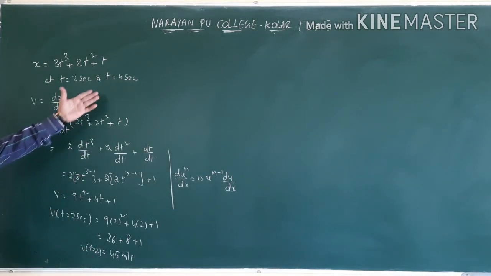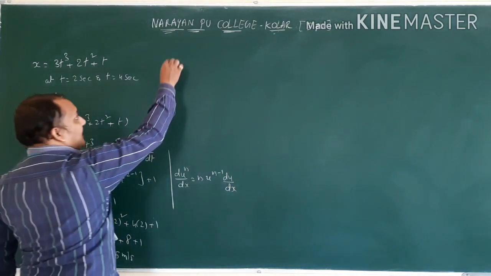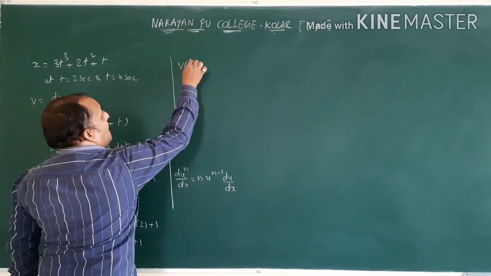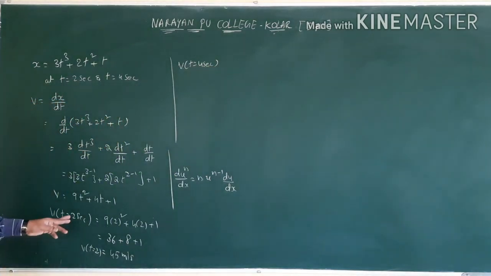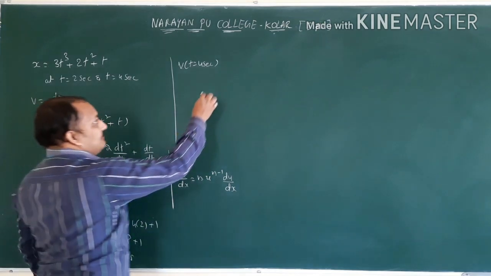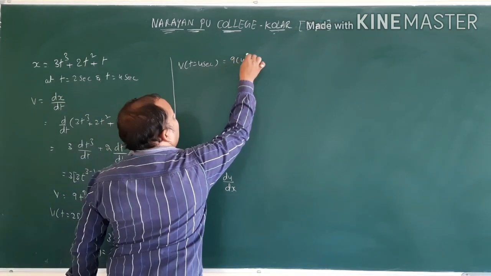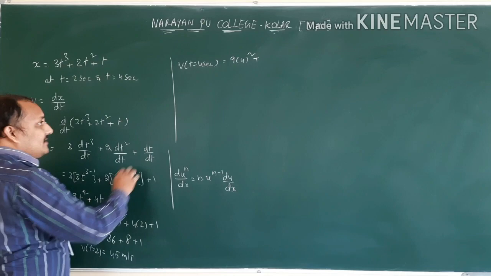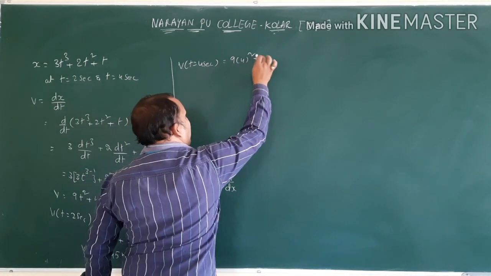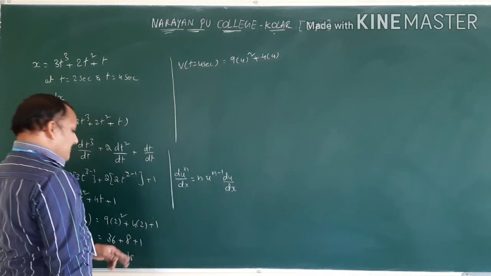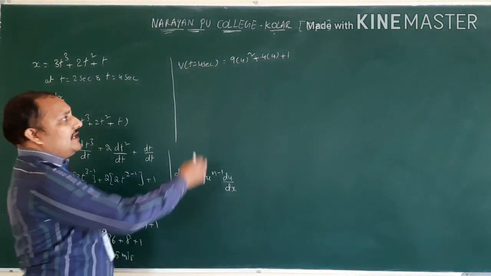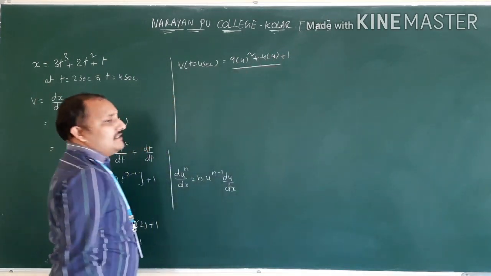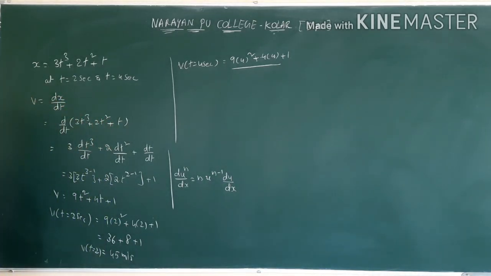Now velocity at time 4 seconds. What will you be getting? Velocity at time t equal to 4 seconds. Now in place of t we have to substitute 4. 9 into 4 square plus 4 into 4 plus 1. Okay. So you can solve this one. You will be getting the answer in terms of meter per second. And I gave another one.